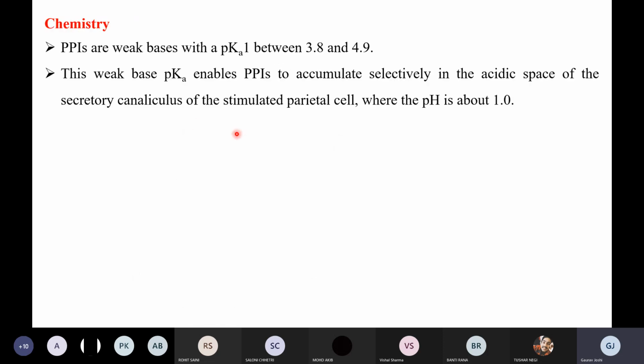So now we'll be discussing something about these things. What we have discussed is that when we are talking about proton pump inhibitors, all the drugs pertaining to the proton pump inhibitors should be confined within the stomach, right? So this is the thing.